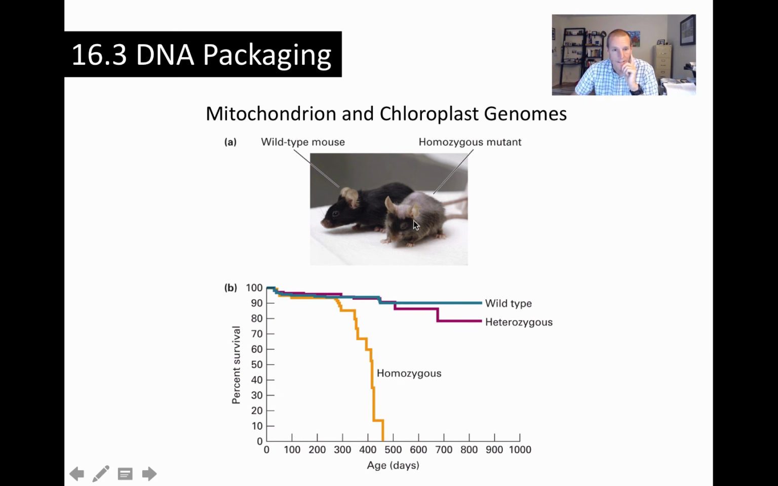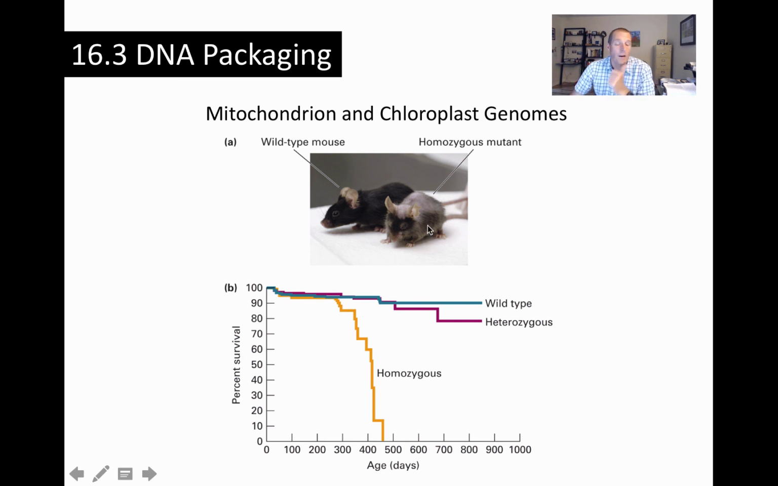So what's been done is this mouse here is unable to proofread the DNA in its mitochondria. So its mitochondrial DNA polymerase has lost its ability by mutation to proofread errors in DNA. And so the mutation rate in the mitochondrial genome has gone up. And what we see is this mouse ages more rapidly.